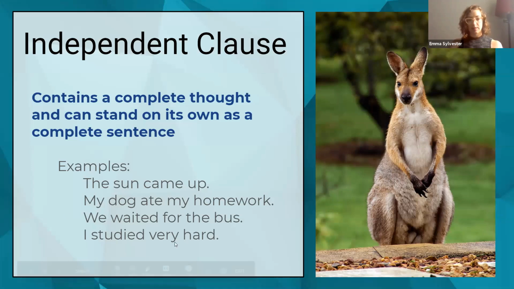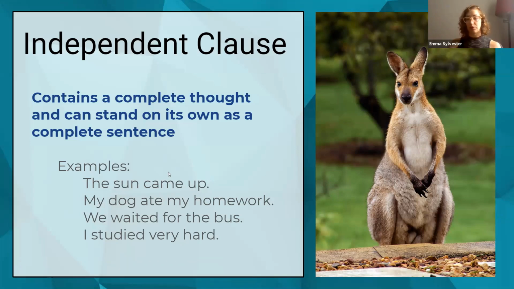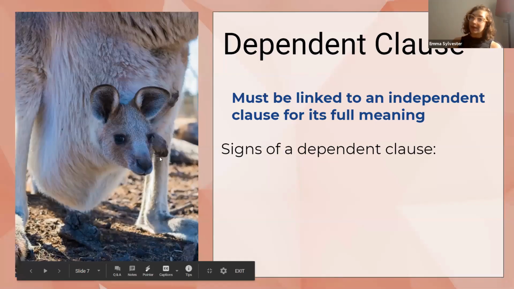So we have these very simple examples. The sun came up, my dog ate my homework, we waited for the bus, I studied very hard. In all of these examples, we have a subject, we have a verb, and we have some other information, and combined they make up a complete sentence. And I have this picture of a big, not kangaroo, it's actually a wallaby, who's independent on its own, compared to a dependent Joey here, who is not independent yet.